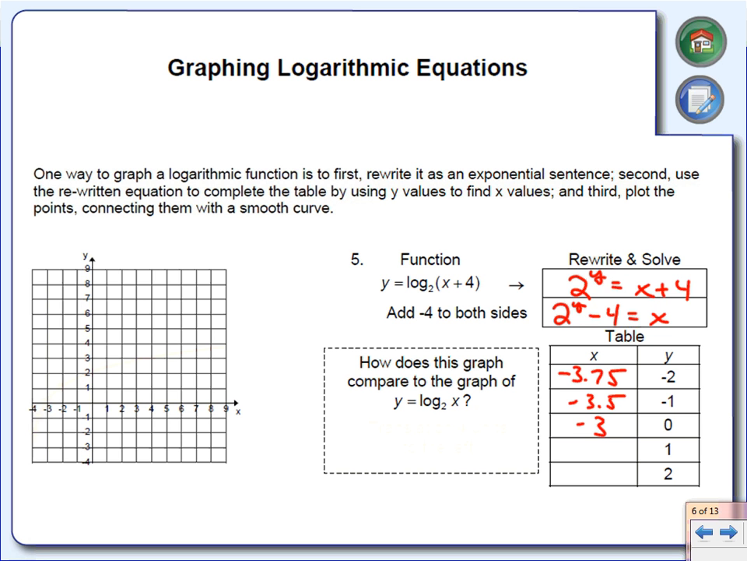Now I've got 2 to the first power minus 4. 2 to the first power minus 4 is a negative 2. And then the last one, 2 squared minus 4. 2 squared minus 4 should be a 0. All right, so go ahead and plot those points for me, and let's see what the graph looks like. Remember, we said that the graph should move to the left 4 units. Let's see if that's what actually happens.